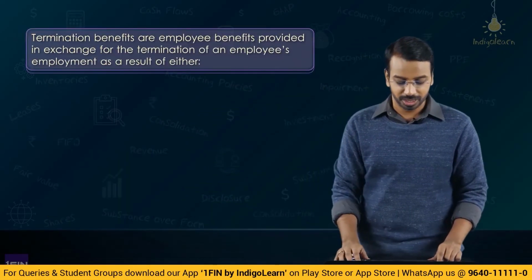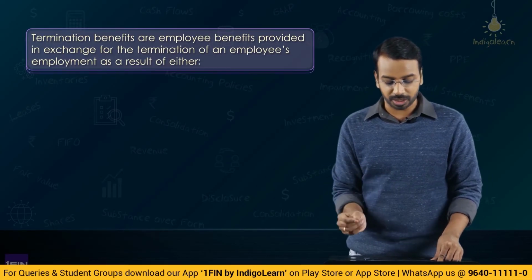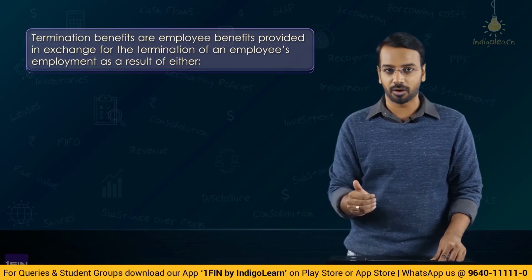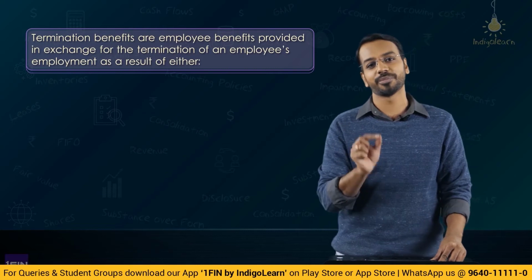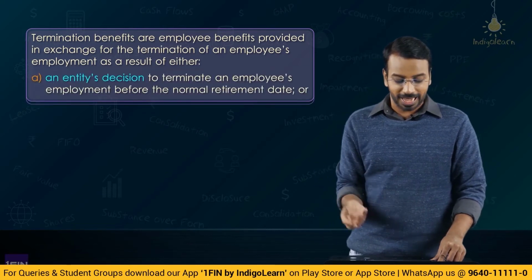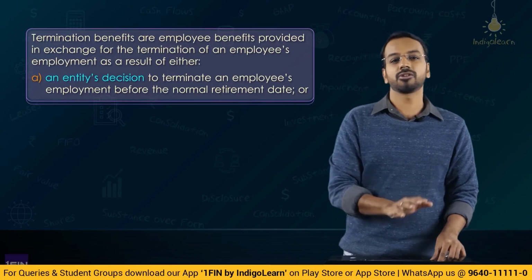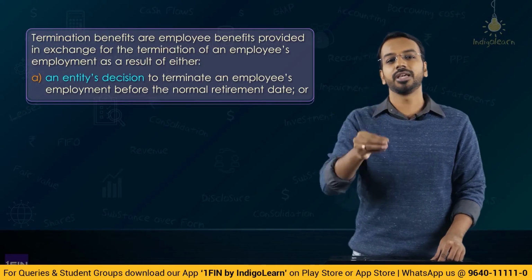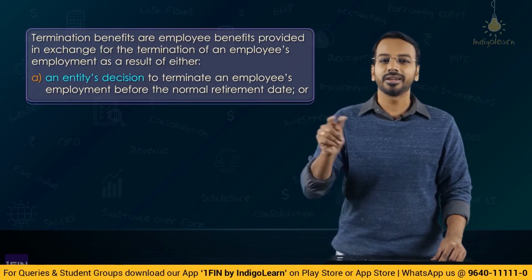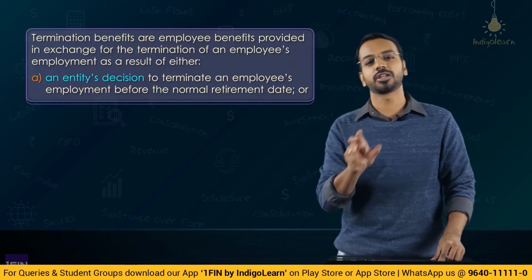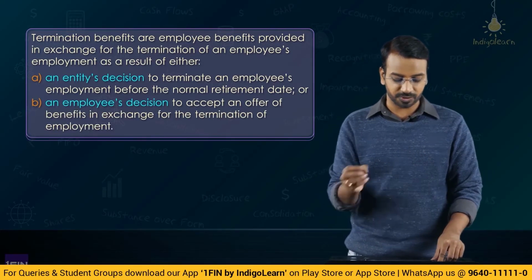If you look at the definition, termination benefits are employee benefits provided in exchange for the termination of an employee's employment as a result of, first, an entity's decision to terminate an employee's employment before the normal retirement date. Here it is not an option given to the employee. It is like we are downsizing, we are firing you, and the employment is terminated. In return, if any benefit is paid, that is called a termination benefit. Or, second, an employee's decision to accept an offer of benefits in exchange for the termination of employment.